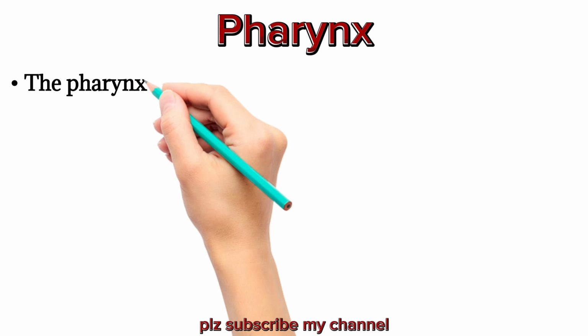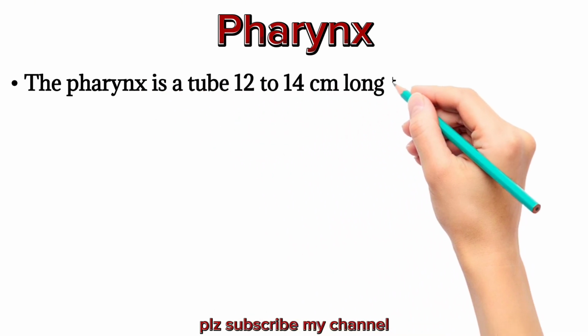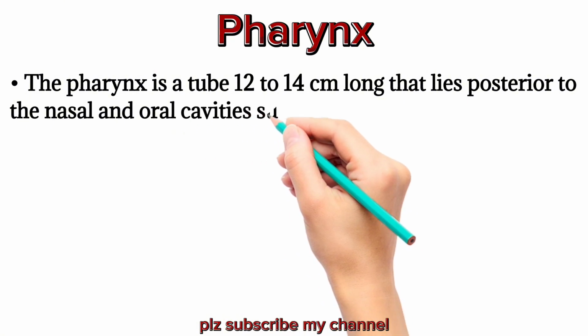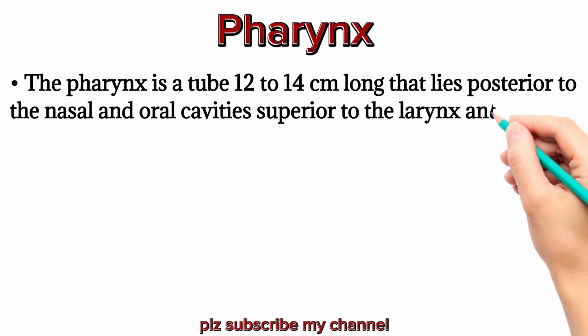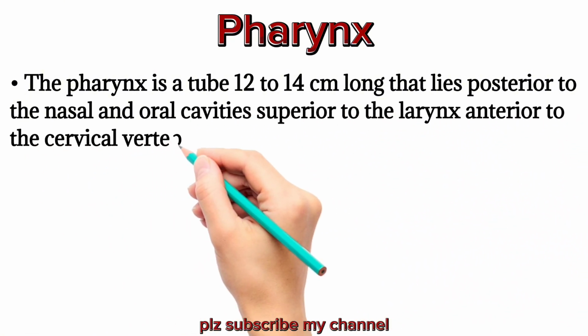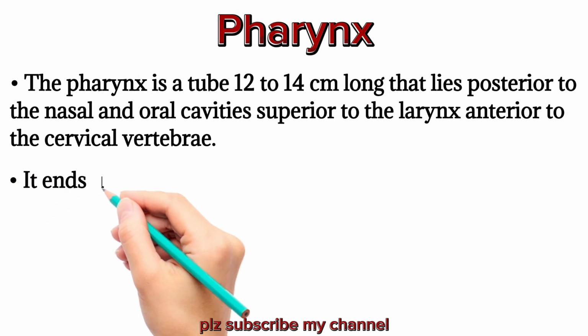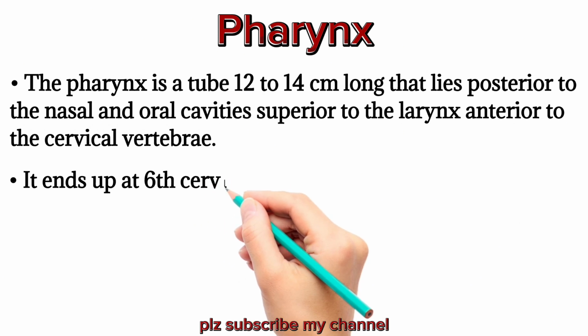Today our topic is anatomy and physiology of pharynx. The pharynx is a tube 12 to 14 centimeters long that lies posterior to the nasal and oral cavities, superior to the larynx, anterior to the cervical vertebrae. It ends at the 6th cervical vertebra.